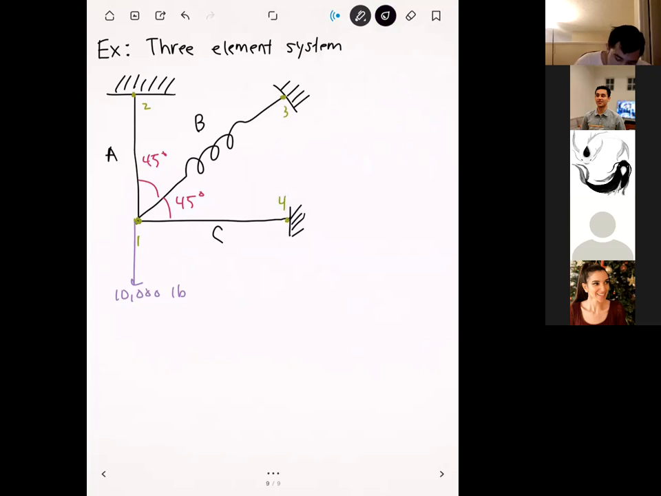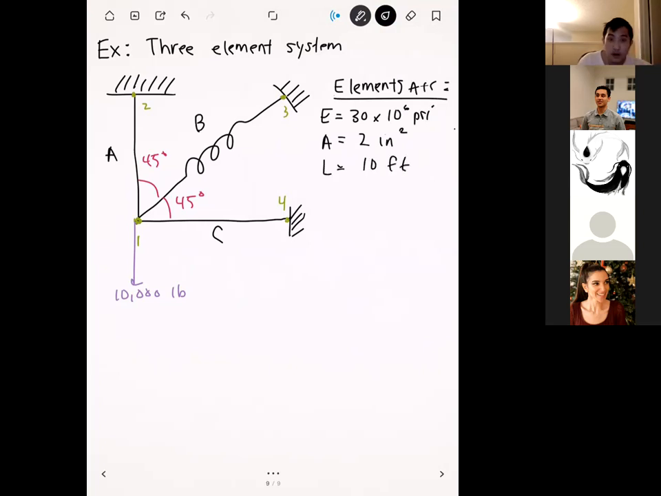And so for elements A and C, so elements A and C are trusses, their Young's modulus here, let's say it's going to be 30 times 10 to the 6 psi. Their areas, let's say it to be equal to 2 inches square. And their length, we'll say it's 10 feet.